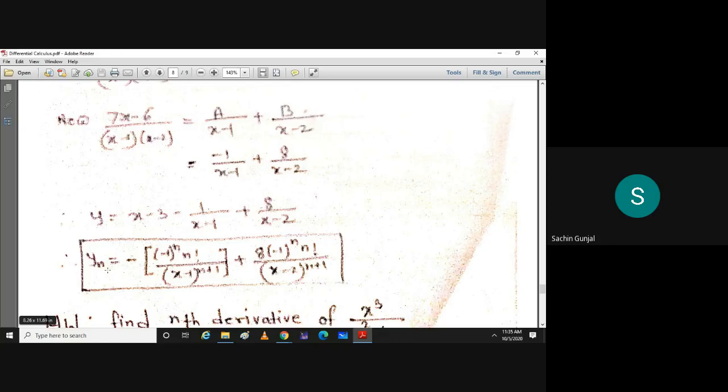Now in some cases, you will have quadratic polynomial here. For time being, let us assume that x square minus 3. So how will you write nth derivative in that case?